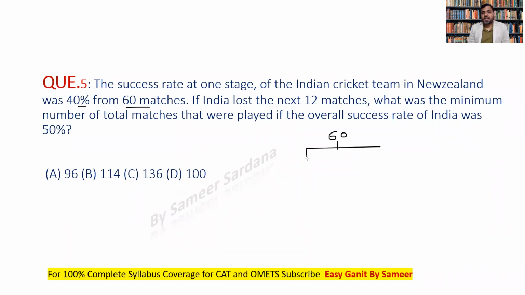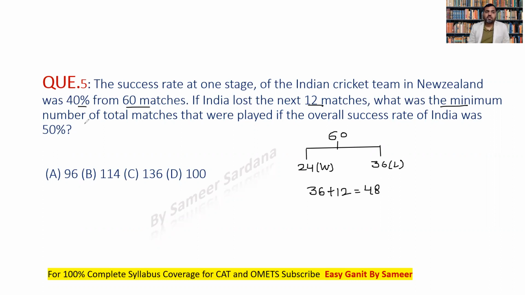That means India won 40% of the matches and lost 60% of the matches. So can I say 40% of 60 would be 24? That means India is winning 24 matches and India is losing the rest of the 36 matches. India lost the next 12 matches. So total number of matches lost by India would be 36 plus 12, that is equal to 48.